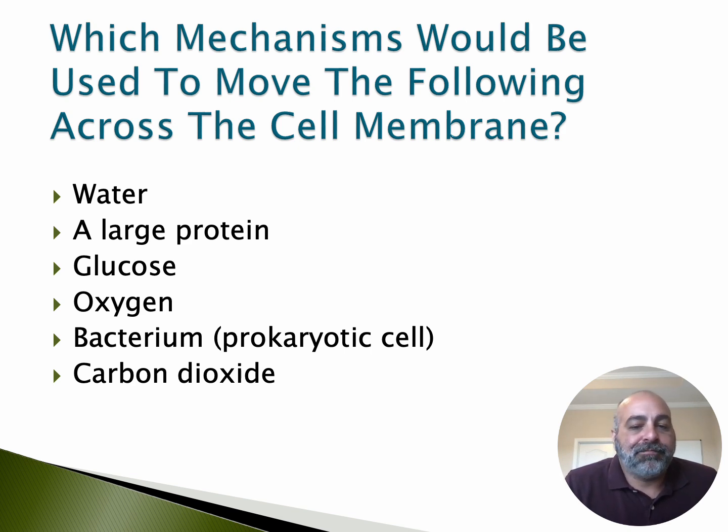Large protein, it's big. I'm going to need a transmembrane protein. Glucose, I need a transmembrane protein. Oxygen, it's non-polar. Flows right in. Bacteria, they need to be pulled in. They're too large to just pass through. We'll talk about that in a second. Carbon dioxide, non-polar. I need it to flow in and out freely. We don't want to waste energy moving oxygen and carbon dioxide. So we rely on gradients.